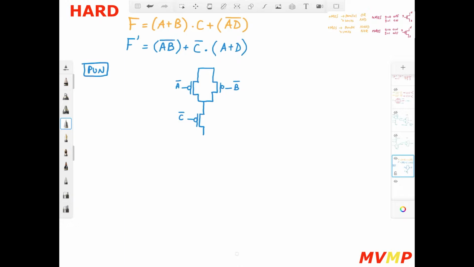And now we see that the C bar is ANDed with the A or D. So that means that the C has to be in parallel with those two. And since those two are ORed, that means you put those two in series. And now you just connect it all together to complete the pull-up network.